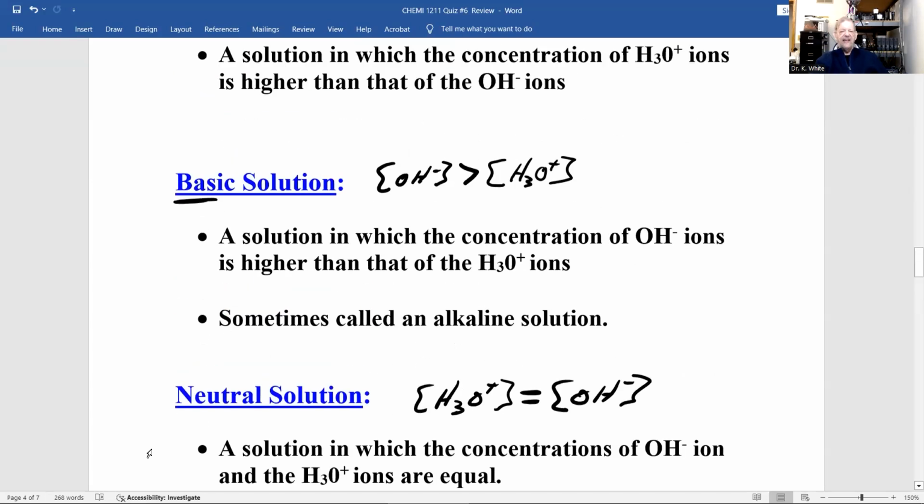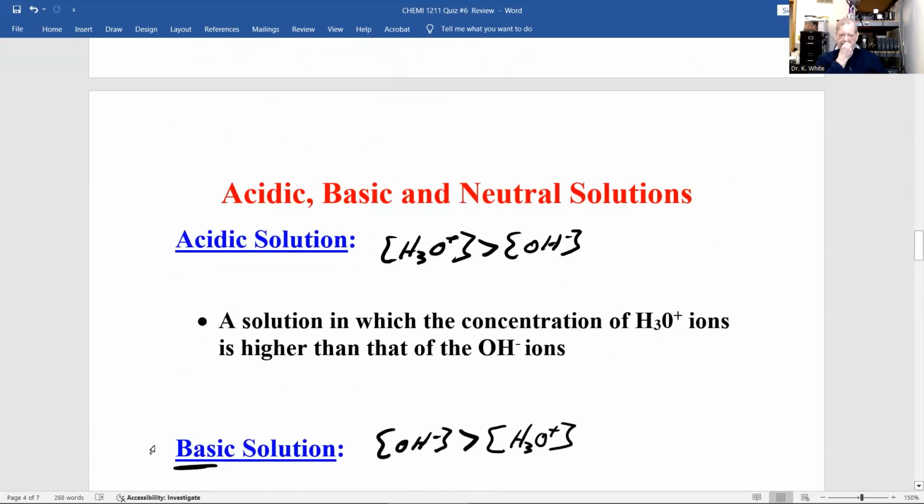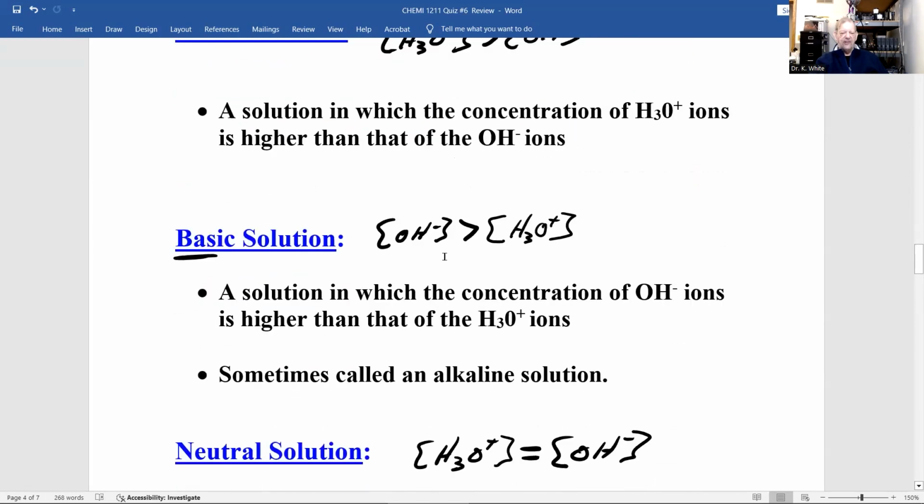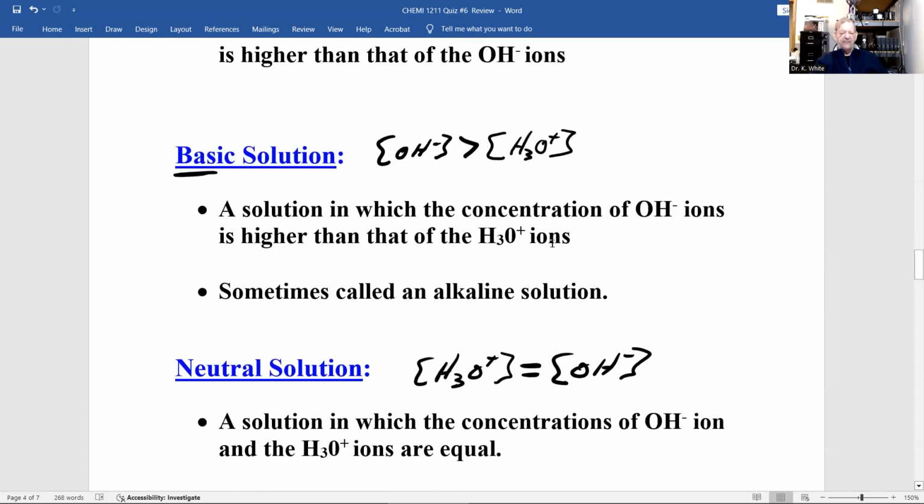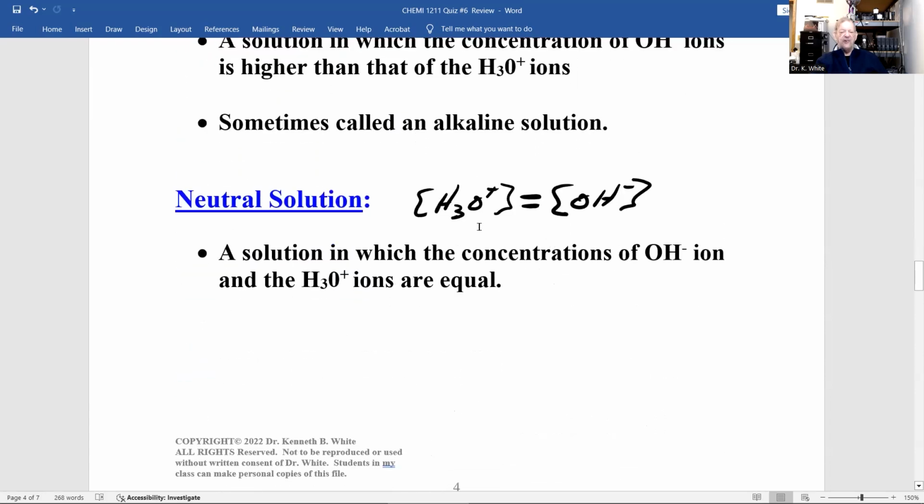Let's go through that again. Acidic solution, hydronium H3O plus concentration, that's why I have it in brackets, is greater than hydroxide. Basic solution, hydroxide concentration OH minus greater than hydronium ion concentration H3O plus. And finally, neutral, they're both equal to each other.